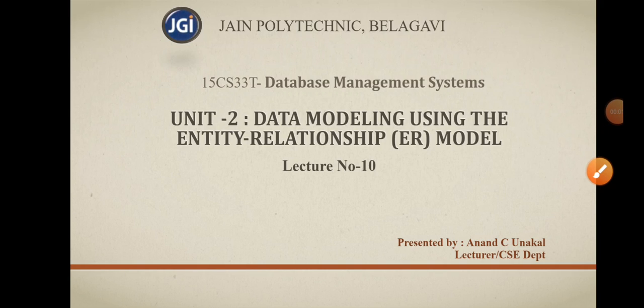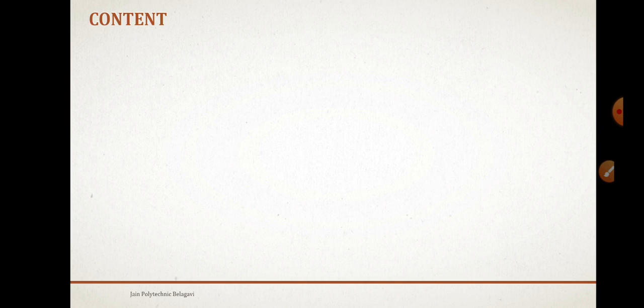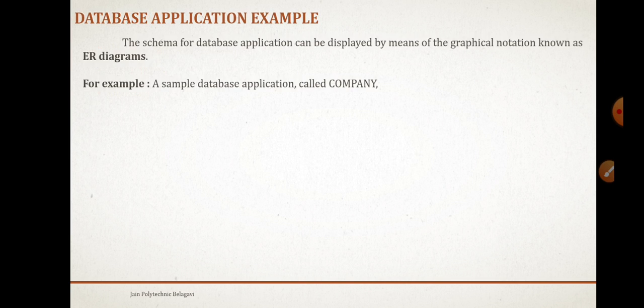Unit 2, data modeling using the entity relationship model. Contents: database application examples, entity types, summary. So, database application examples: the schema for a database application can be displayed by means of graphical notations known as ER diagrams, or entity relationship diagrams. For example, a sample database application called company.